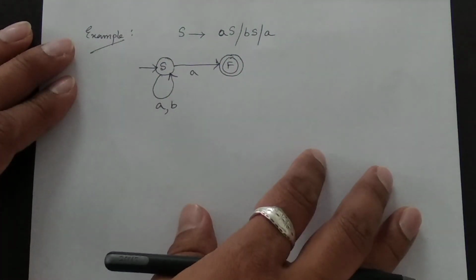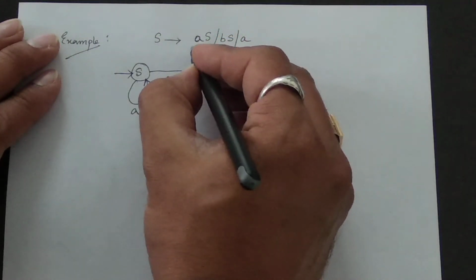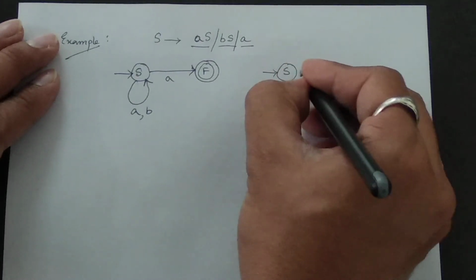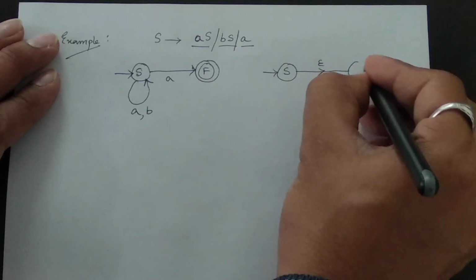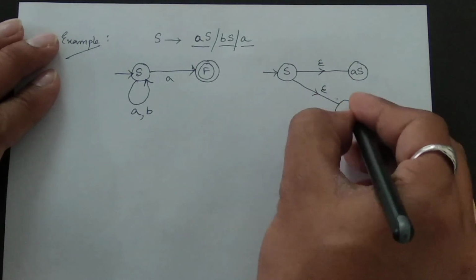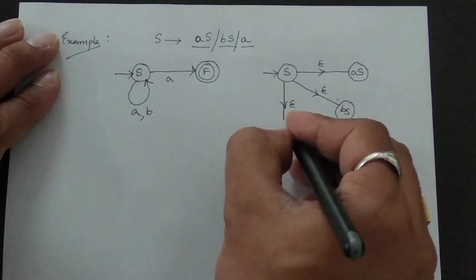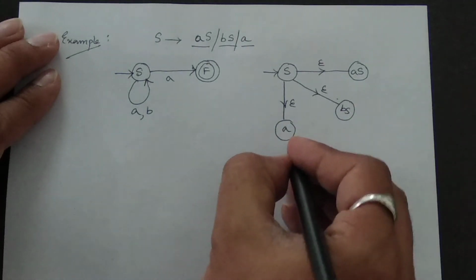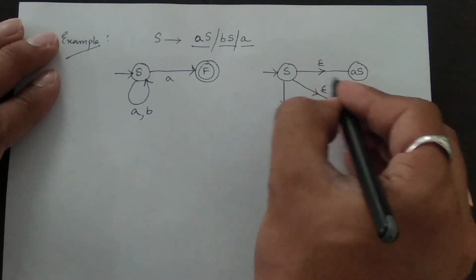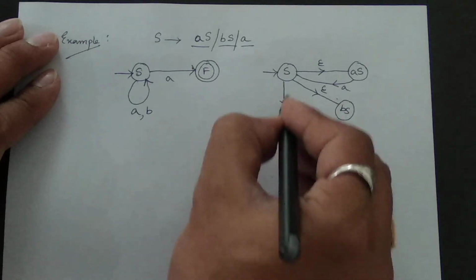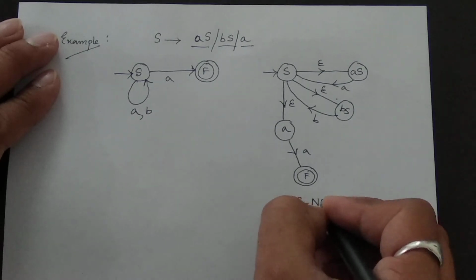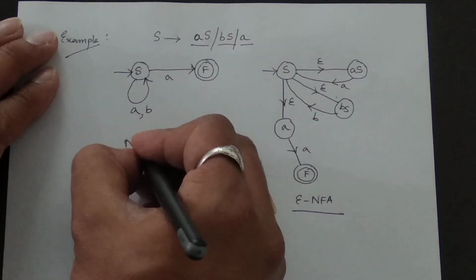Now if I want to ask you for epsilon NFA, how you want to draw? There are 3 productions, so for 3 productions you have to draw 3 epsilon transitions. So S, 1 epsilon transition for AS, another epsilon transition for BS, another epsilon transition for A. Now A is not yet finished, so I can draw A and I can put it into the final state. This is again coming back to the same state, so I can put it as A. Again this is coming to the same state, again I can put it as B. So this is your epsilon NFA. I think you have got the same answer, and this is your NFA.